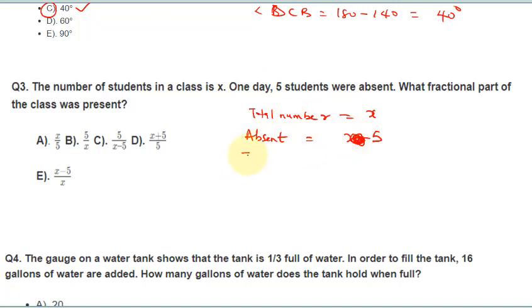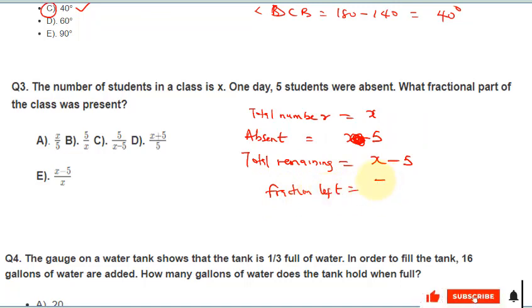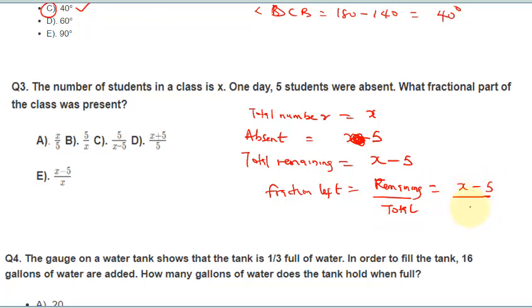Then total student remaining, total remaining for that day will be X minus 5. So the fraction left in class will be remaining over the total, and that's going to give us what? X minus 5 all over X. So from here you can see the correct answer. It's going to be option E.